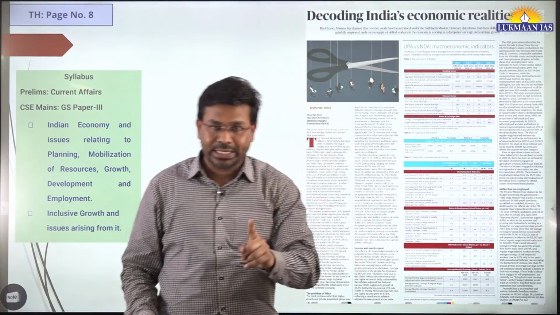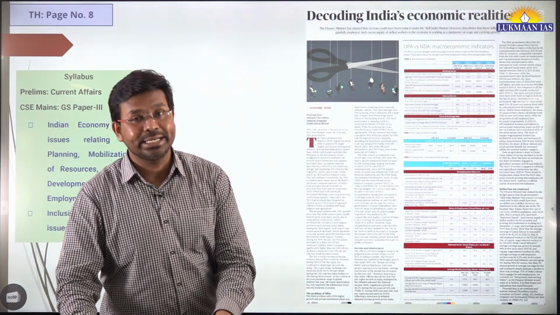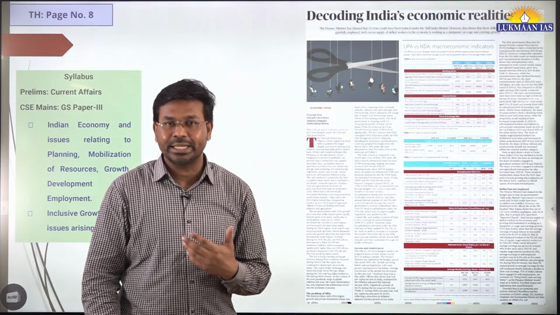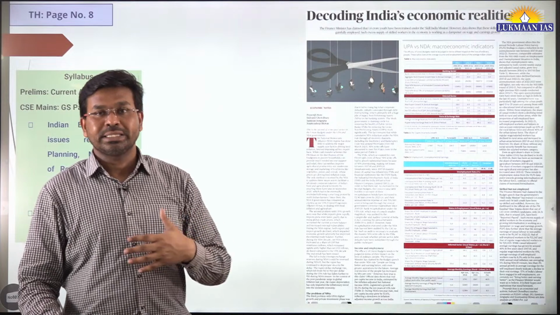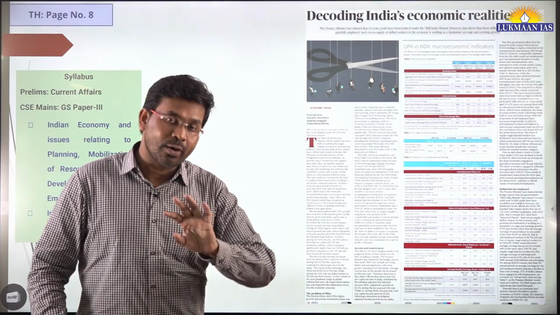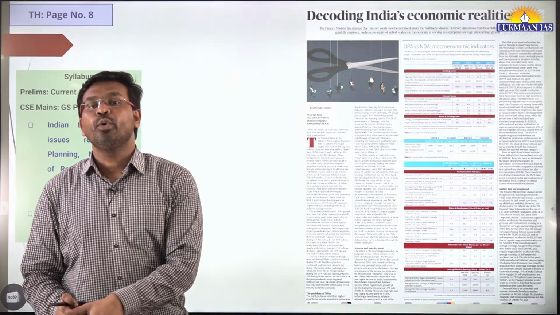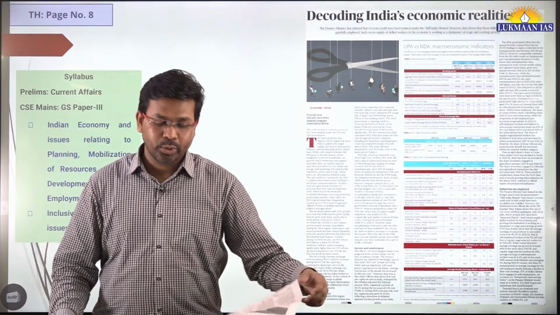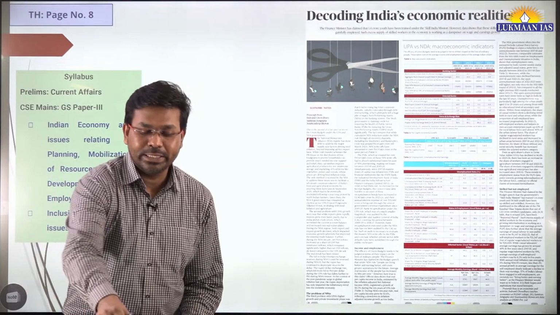Yesterday also there was an article that was the first part of decoding India's economic realities. Yesterday we discussed that article in detail, but today we are going to look at the economic realities of India from a different perspective altogether. We are going to look into a few more parameters to see how the Indian economy is performing and how it has performed in the previous tenures.